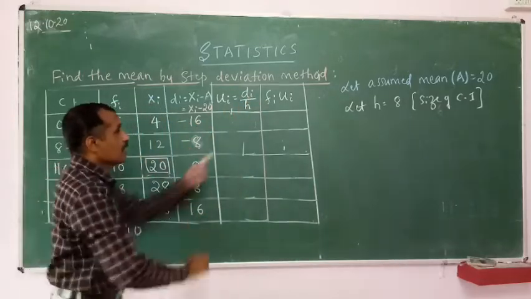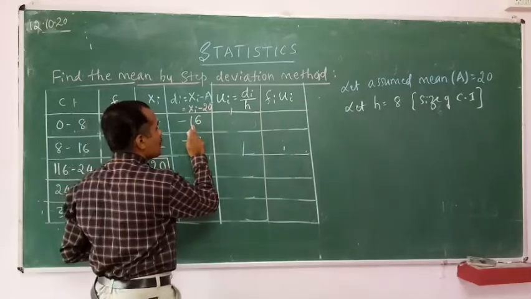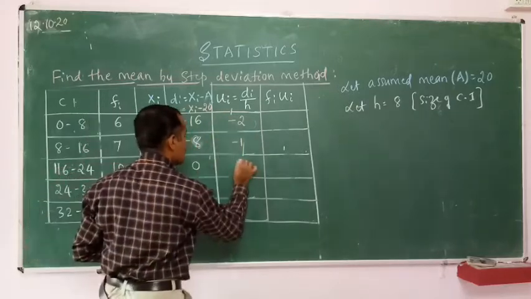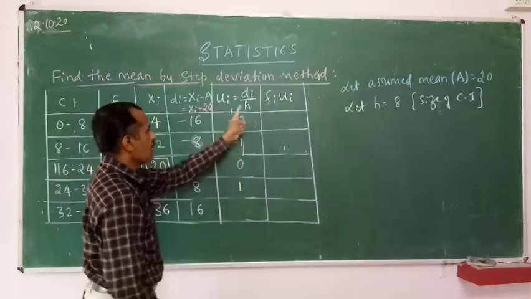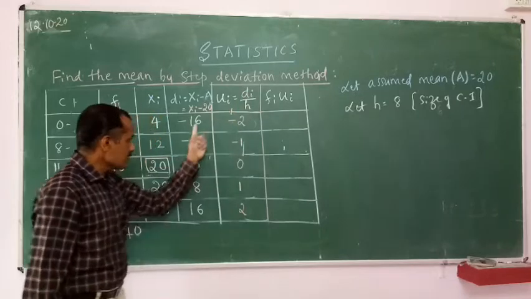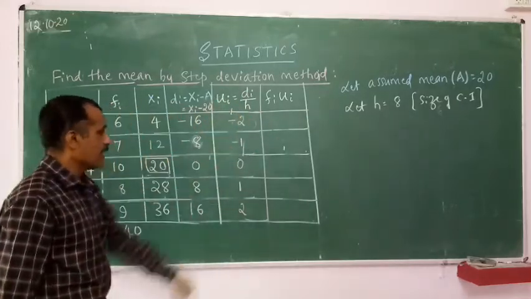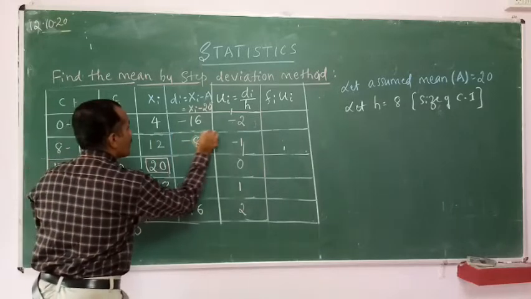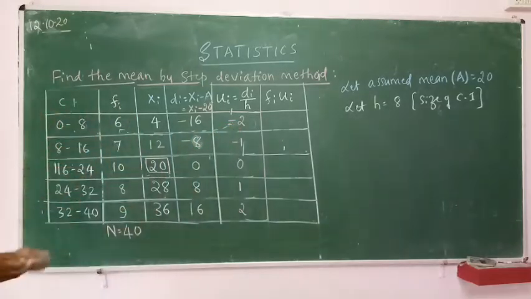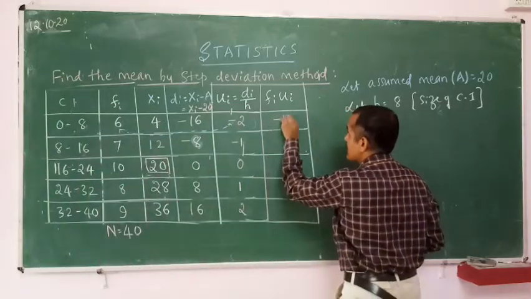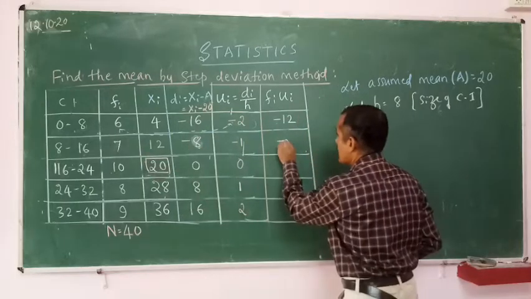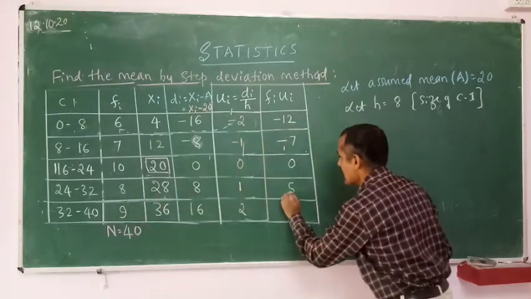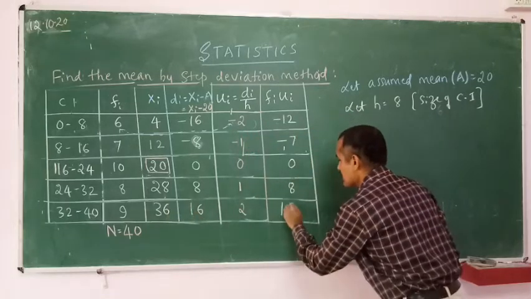These are called the di values. Divided by h, 8. Minus 16 by 8, the answer is minus 2. Minus 8 by 8, minus 1. 0 by 8, 0. 8 by 8, 1. 16 by 8, the answer is 2. These are the ui values, where di is divided by h, which is 8. Finally, fi into ui. 6 into minus 2 is minus 12. 7 into minus 1 is minus 7. 10 into 0 is 0. 8 into 1 is 8. 9 into 2 is 18.